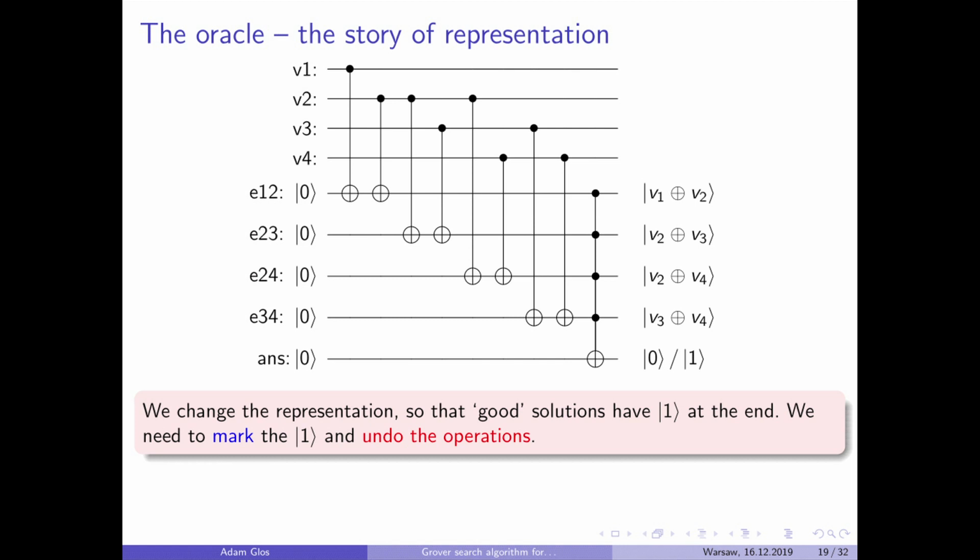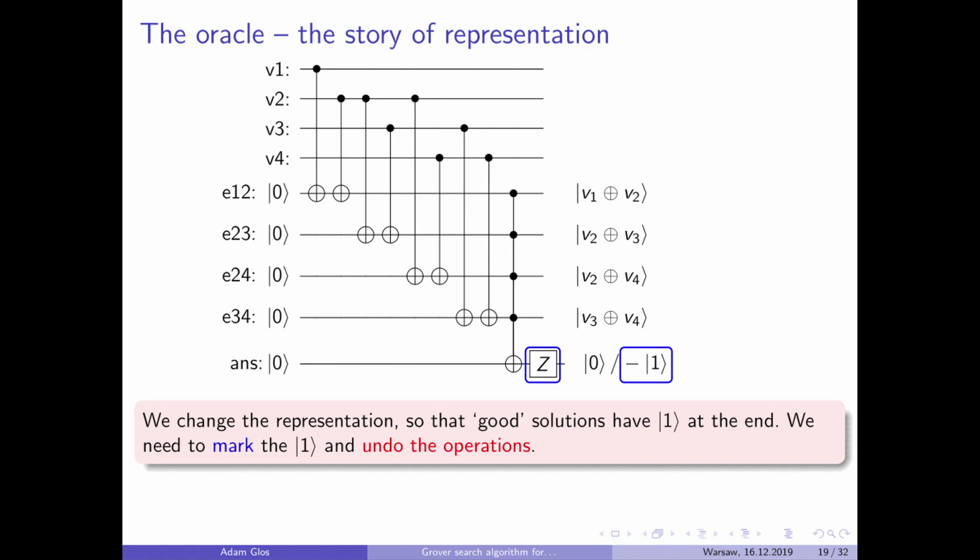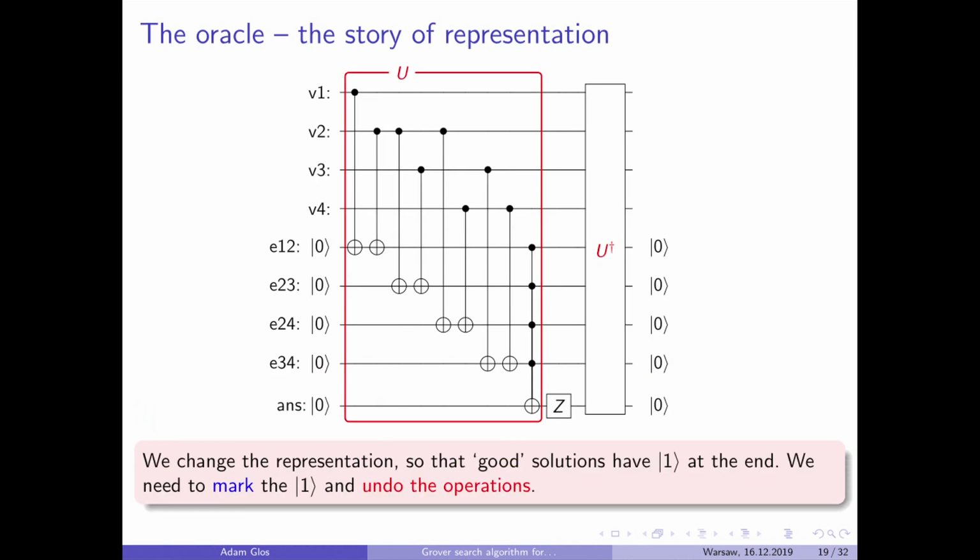What we need to do, we need to mark our element, which is changing the phase for 1, and we need to undo all of the operations except Z, so we can go back to our representation that we start with. This is so we could, let's say, transfer this local phase change, this minus, to the top. And this is actually our oracle, which checks whether all edges connect vertices with different colors.